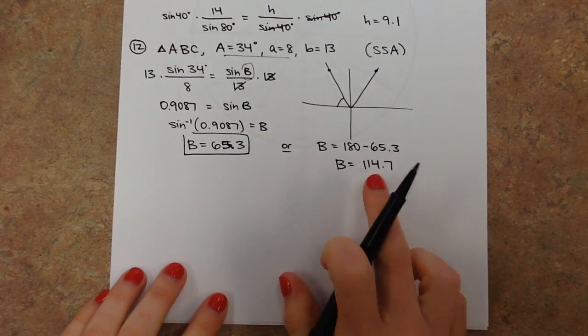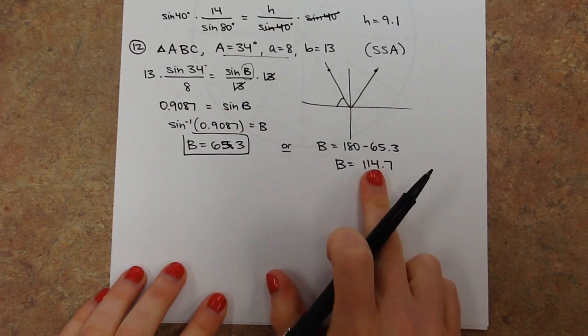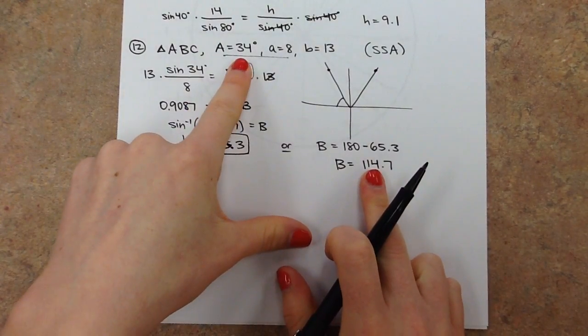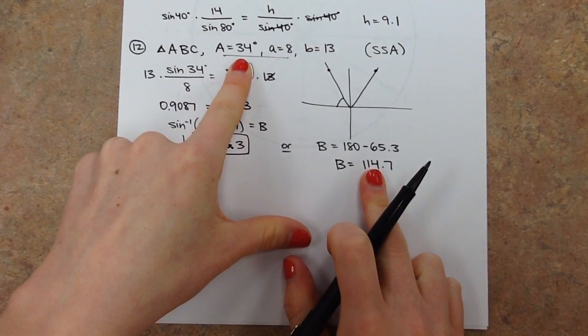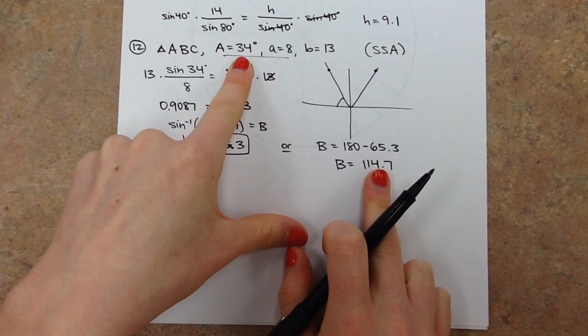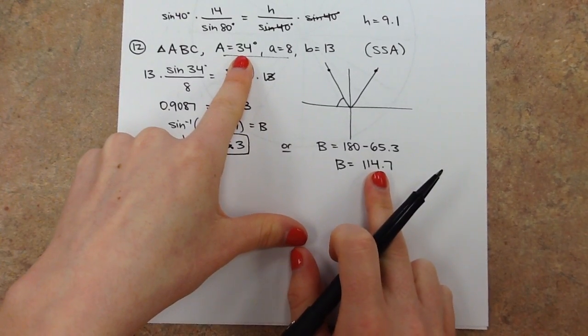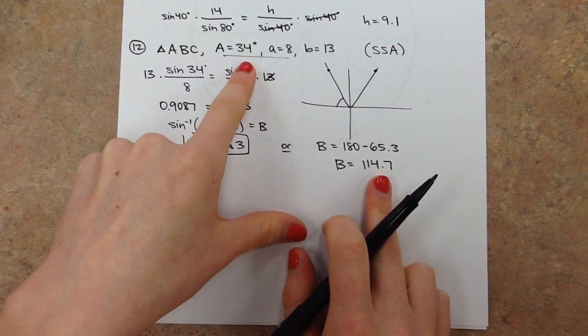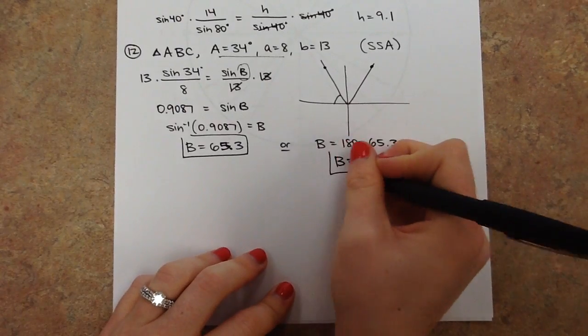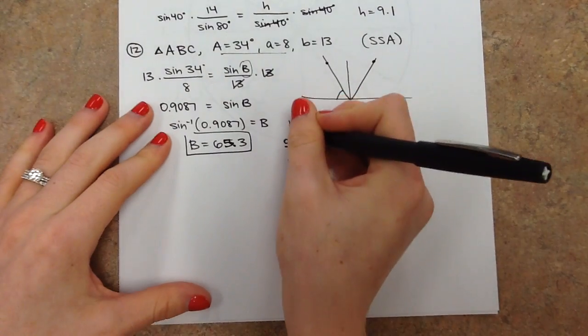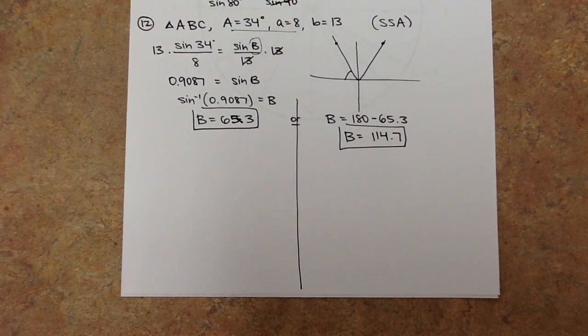The way we check to see if this one is going to work is to see if this angle B and this angle A could fit inside of a triangle. And if you look, 34 plus 114 is only 148. There's still plenty of room for another angle in there. So if there's still room for another angle after you do this, then this is also a distinct possibility as well. So now we're going to separate ourselves into these two different triangles.